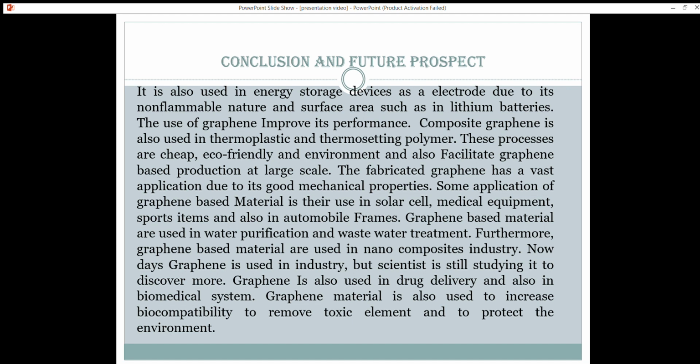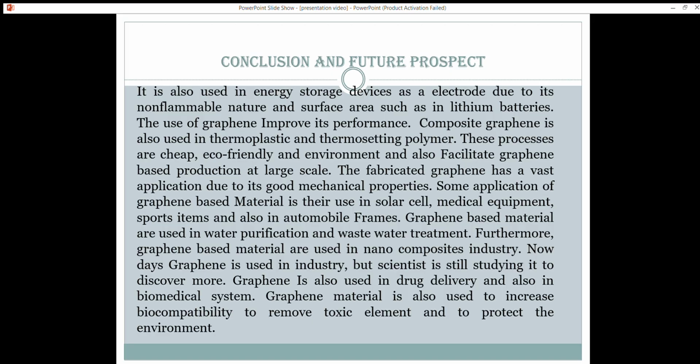The fabricated graphene has vast applications due to its good mechanical properties. Some of the graphene-based material is used in solar cells, medical equipment, sport items and also automobile parts and automobile frames. Graphene-based materials are used in water purification and wastewater treatment. Furthermore, graphene-based materials are used in the nanocomposite industry.